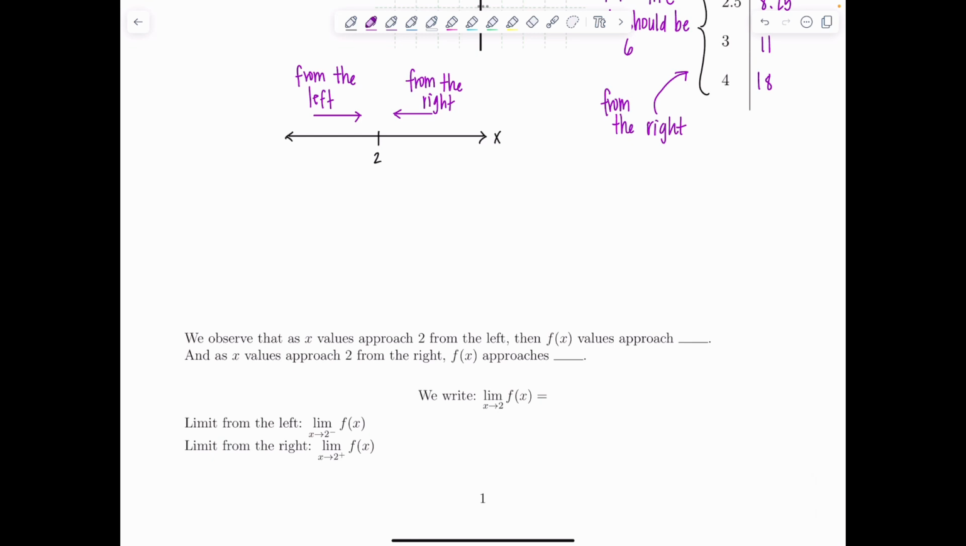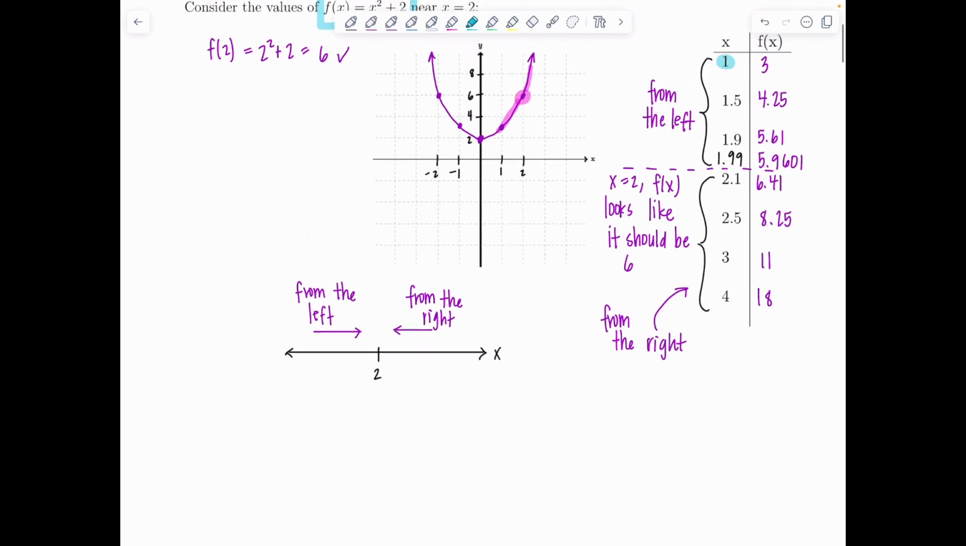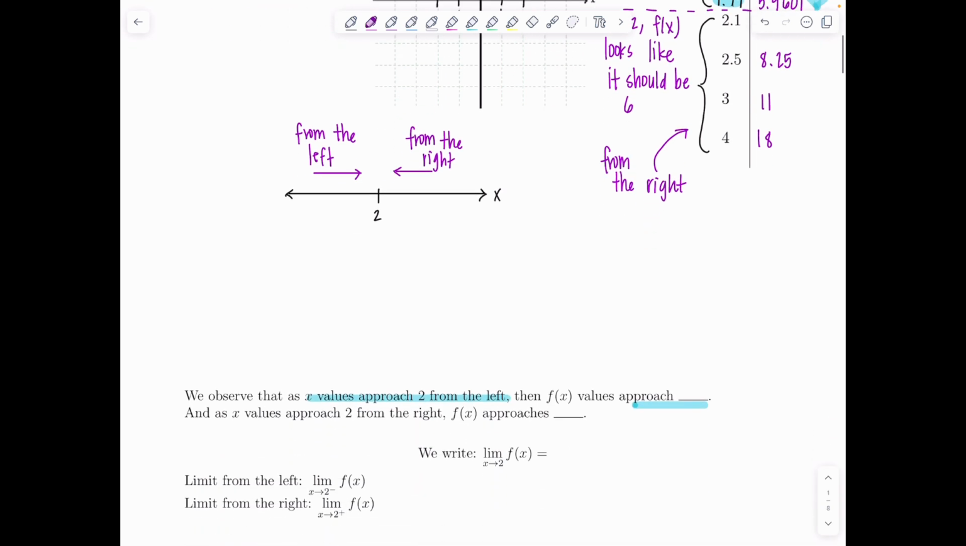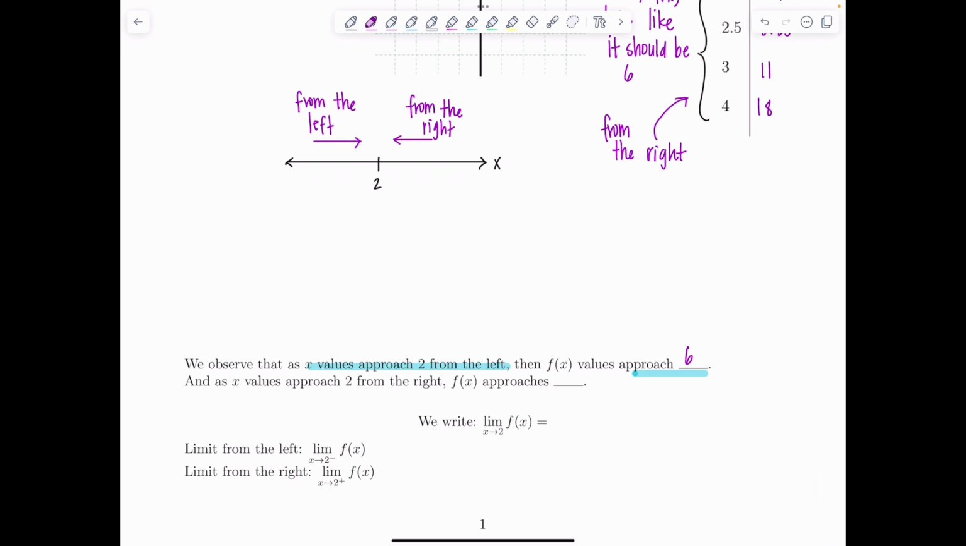We observe that as x values approach 2 from the left, then f of x or y values approach, what did we say? These were all from the left, and it looked like the y values were going where? To 6. Very good. And then as x values approach 2 from the right, same thing, f of x approaches 6. So when we can say that the value of the limit is the same from the left and from the right, then we write that the limit as x approaches 2 of f of x equals 6.